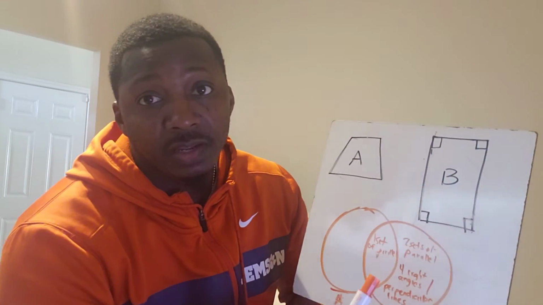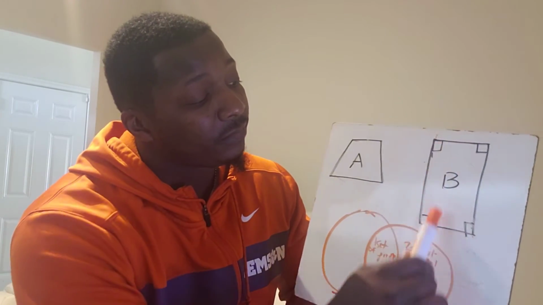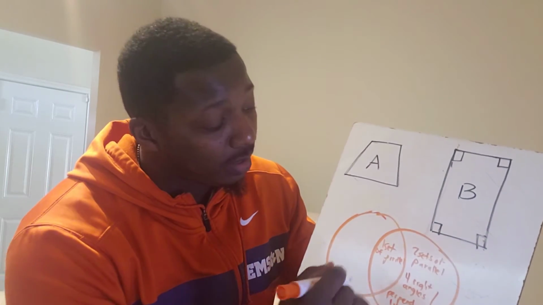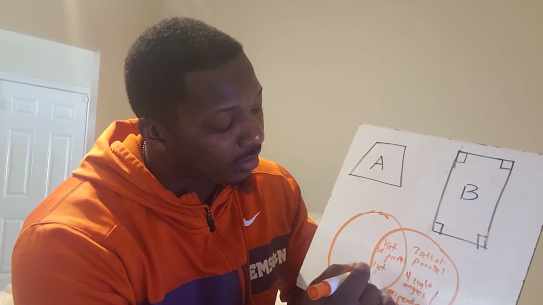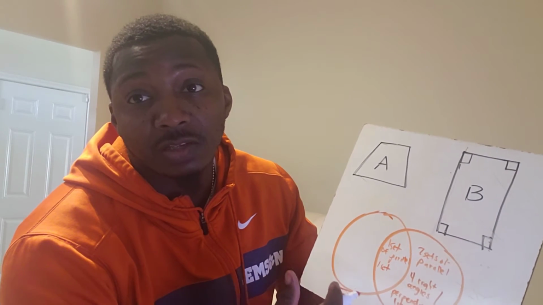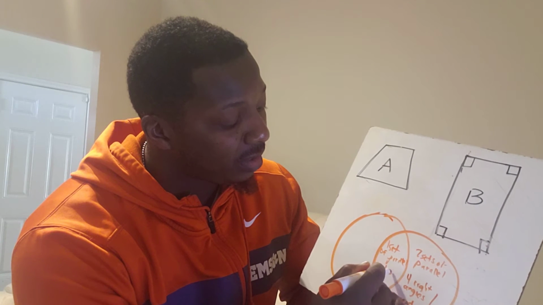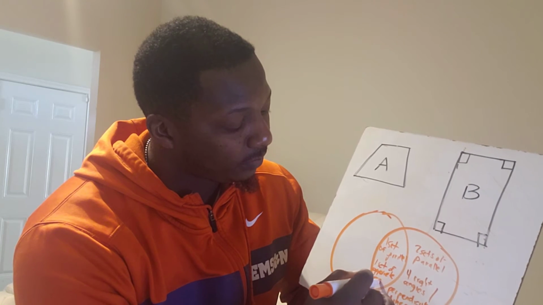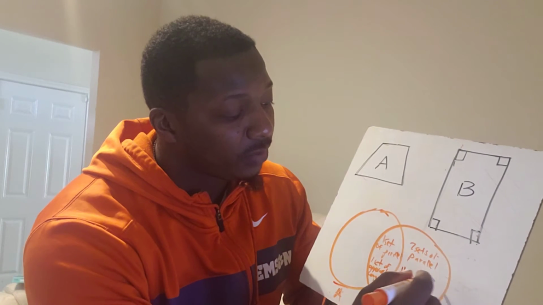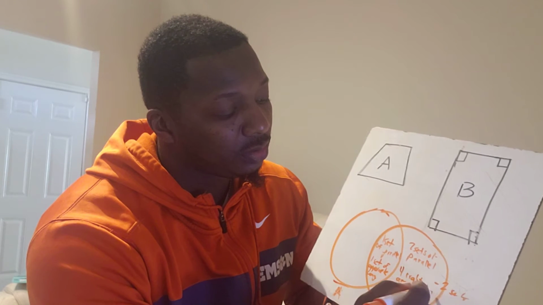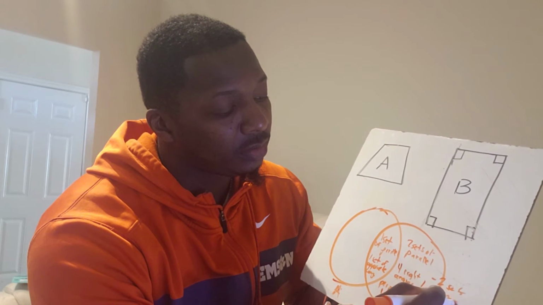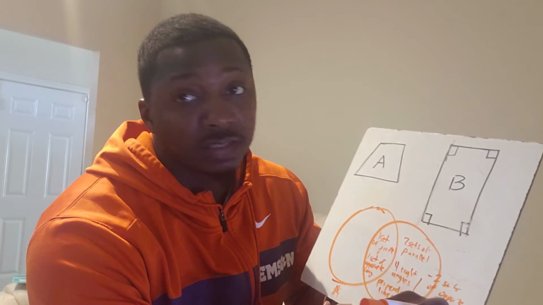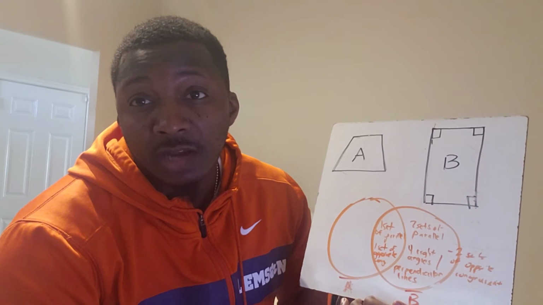On shape B, you'll find that the opposite sides are equal here, and the opposite sides are equal here. So this one has one set of opposite equal lines, I'm sorry, one set of opposite equal or congruent lines. One set of opposite congruent. I'm going to abbreviate that. And then over here, it has 2 sets of opposite congruent.